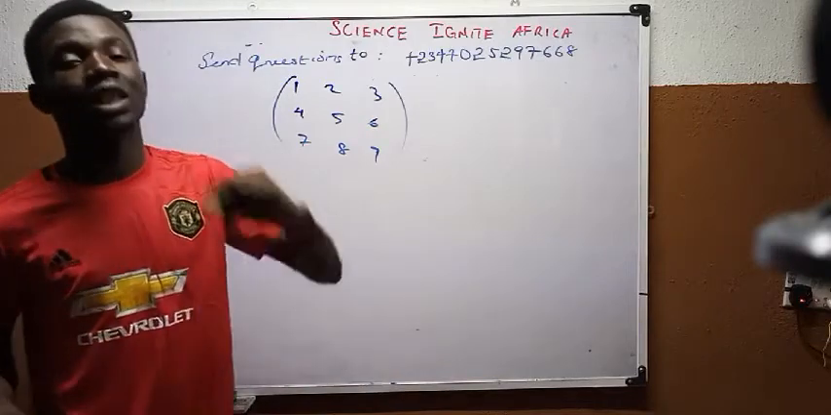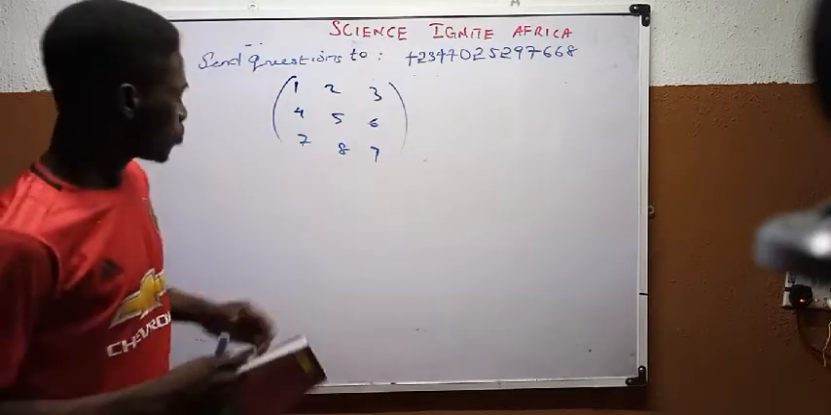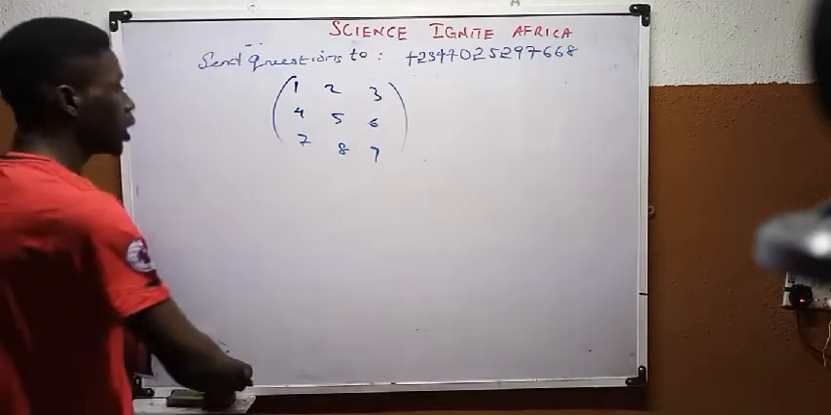But we can have other dimensions of matrices too. We can have 2 by 3. Those ones are not square, that is, the number of rows is not the same as the number of columns. So that's that about rows and columns.